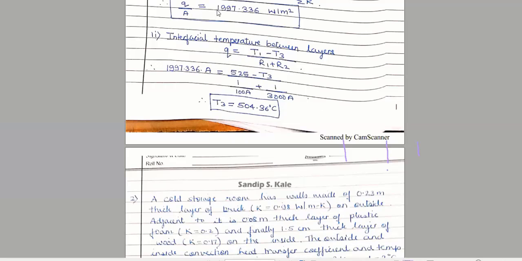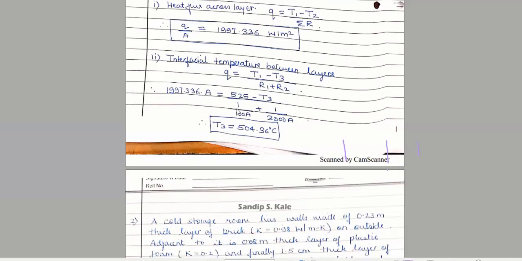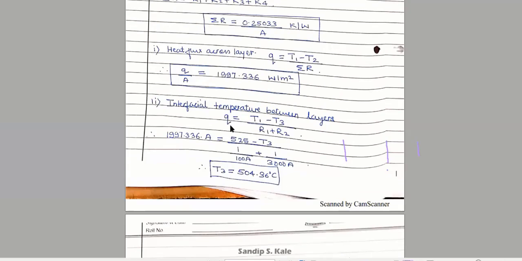What is Q? Q is equal to 1997.36 multiplied by A, divided by T1 minus T3. What is T1? 525. This value is unknown. T3 is divided by R1, which is 1 upon 100A, plus R2, that is 1 upon 3000A. So this A gets cancelled and automatically you will get the value of T3. This is how we have found the heat flux and the temperature at the interface. This is a very simple numerical. Any doubt to anybody?